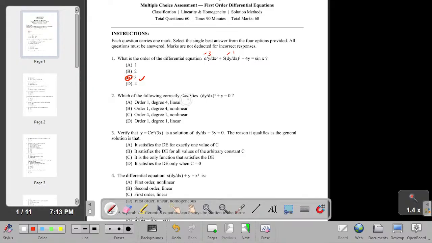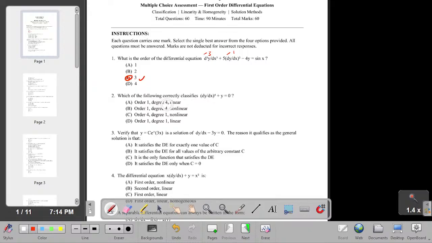Which of the following correctly classifies this? Correctly classifies, meaning that we are going to analyze the properties. Please, these questions fall under classification of differential equation, okay? So, dy over dx all to the power 4. Please, this is not the fourth derivative. It's simply saying that the first derivative has been multiplied 4 times, or it's a multiple of itself 4 times, okay?